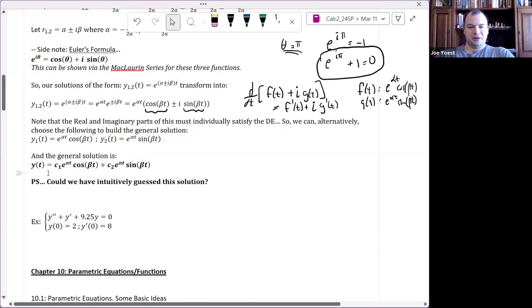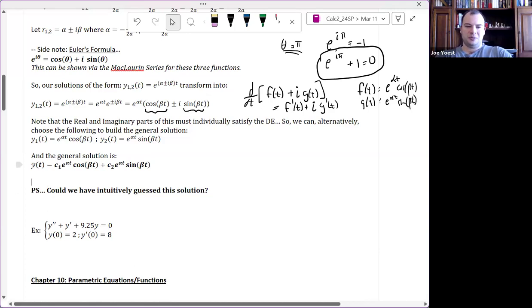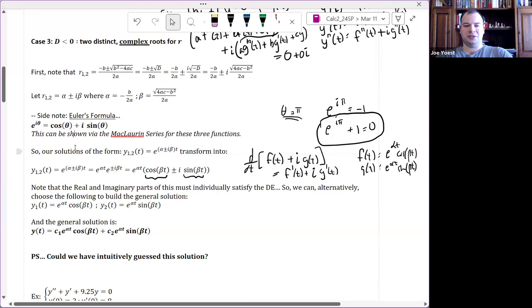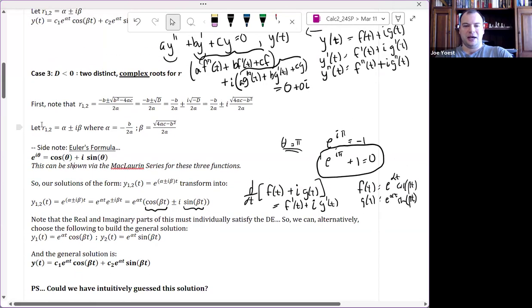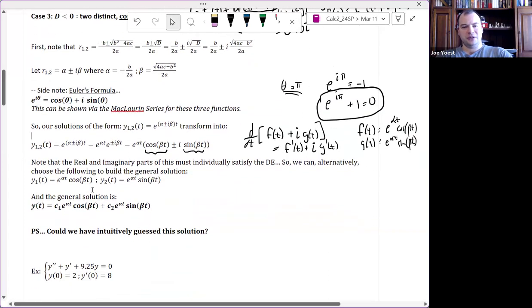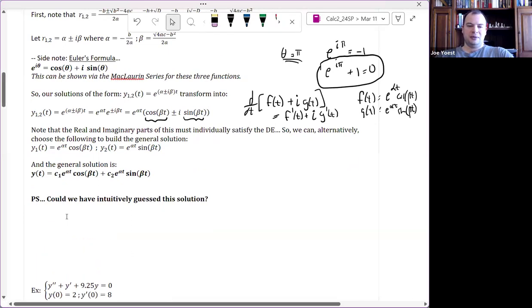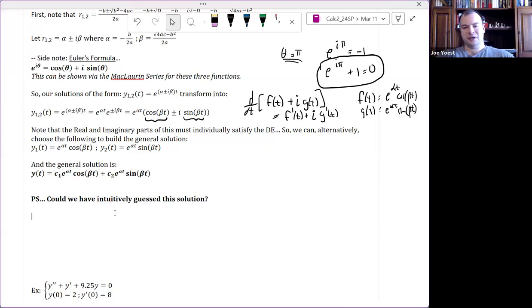Now, it's kind of a side question. We got to this solution one way, in a very mathy way using Euler's formula, just following our nose and saying, how do I handle e to the alpha plus i beta times t? If we didn't know Euler's formula, and if we didn't want to do all of this complex valued stuff, could we have maybe intuitively guessed this solution? I think this would be fairly challenging, but I think it would be possible.